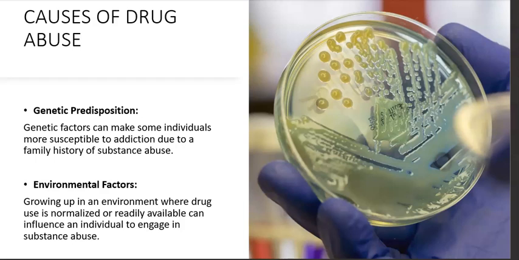Now, talking about the cause of drug abuse, the first one is genetic predisposition. Okay, genetic predisposition. Genetic factors can make some individuals more susceptible to addiction due to family history of substance abuse. Let me just give you an example. You find that maybe in your family line, your uncle used to use a certain kind of drug, then your dad, maybe, for example, then your brother. So you find that it's genetic.